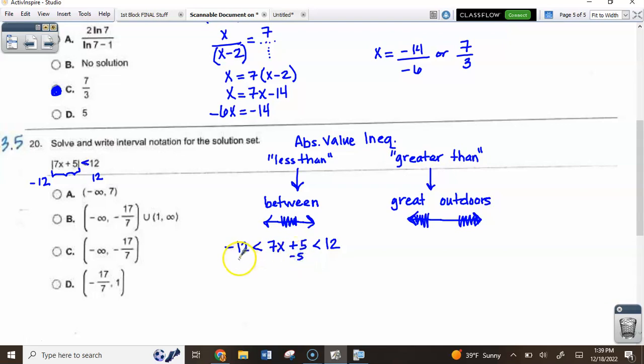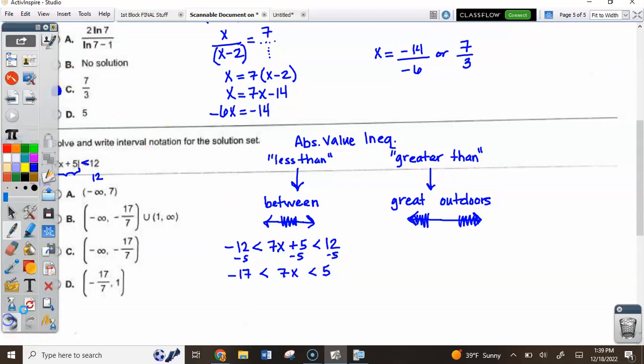So I'm going to subtract 5. Wait, not 5, that's 7. Now you're going to divide everything by 7. So although this is ugly, I'm just going to write it over 7, and this would be 1. And then you translate that to interval notation. So this is saying your solution set is in between negative 17 over 7 and 1, which is why D is the answer.